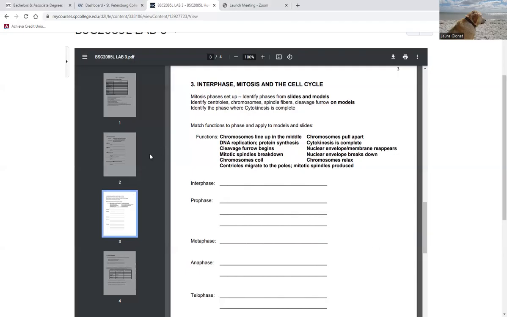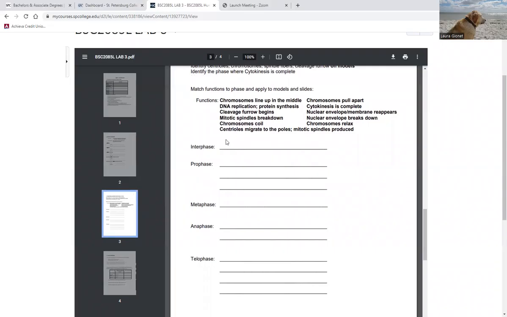Okay, so what we're first going to do is look at each phase and put together what is functionally occurring there. All right, so it says match the functions to the phase and apply to the model slides anything that you have that is representative of interphase, prophase, metaphase, anaphase, or telophase. Okay, so here are our options. Chromosomes line up in the middle, DNA replication and protein synthesis, and so forth. As usual, the options to go in these fill in the blanks are in bold print.